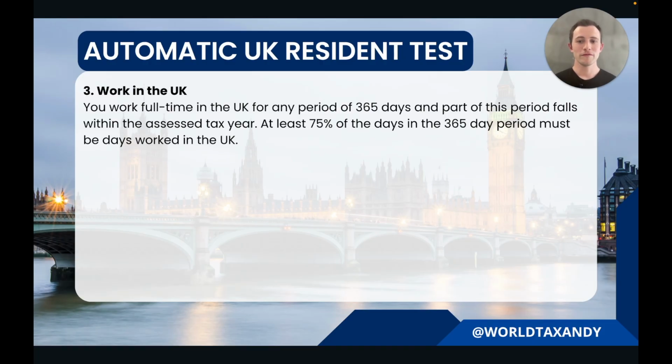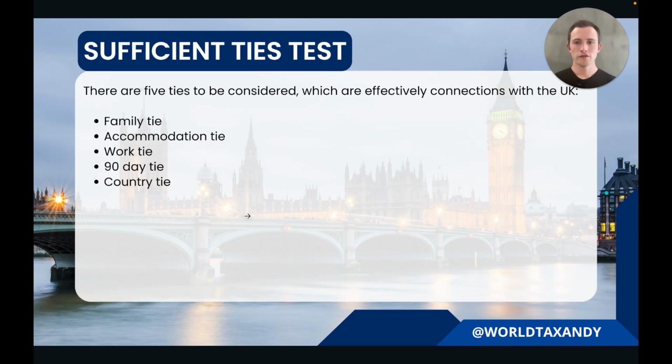But many people don't fit either of the automatic tests, neither the automatic residence test or the automatic non-residence test. So that's why we have to move on to the sufficient ties test. So there's 5 ties to be considered, which are effectively connections with the UK. This is the family tie, accommodation tie, work tie, 90-day tie, and country tie. The more days you spend in the UK, the fewer UK ties are needed for you to pass the sufficient tie test and be considered a UK tax resident.